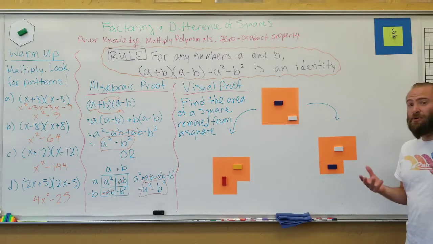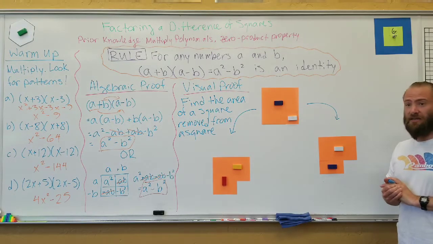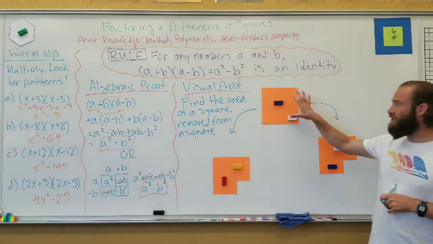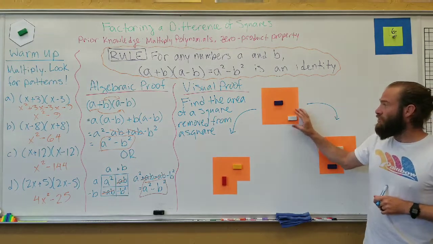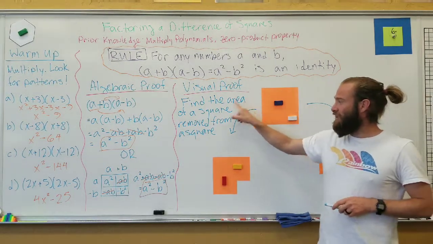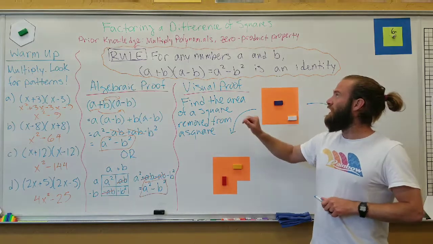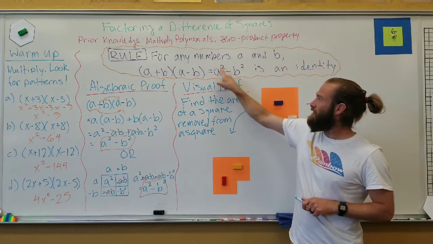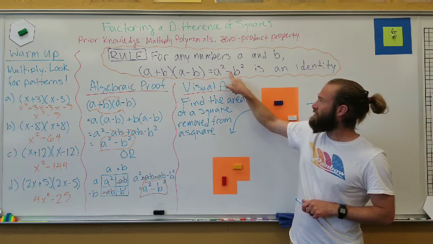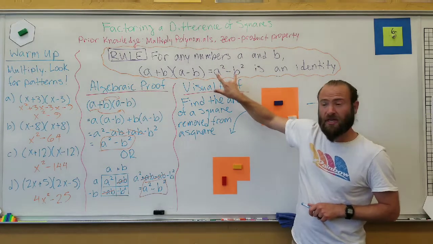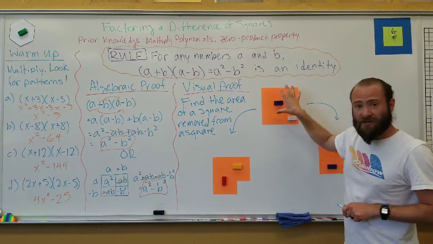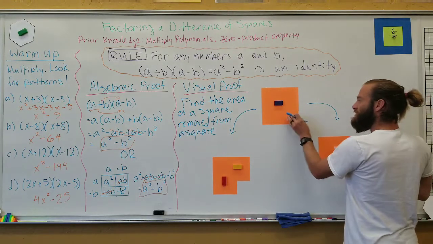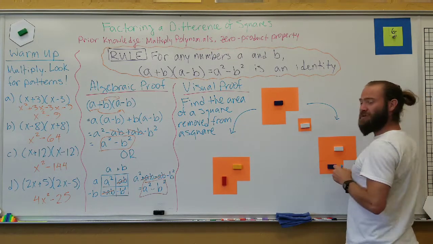So like many proofs in math, there is a really beautiful visual way to look at it, and it's going to revolve around area. We're thinking about finding the area of a square removed from a square. If you think about the words difference of squares, a squared minus b squared, this is the difference of two squares. And when we square something, we can always relate that to the area of a square. So in our case, here's a big square, and we're removing a little one from it.